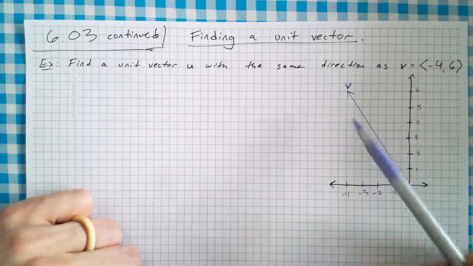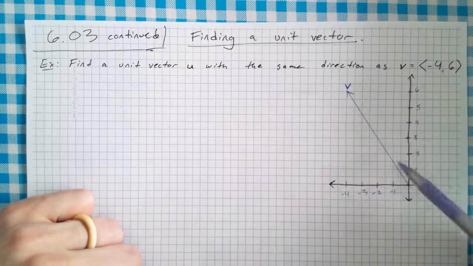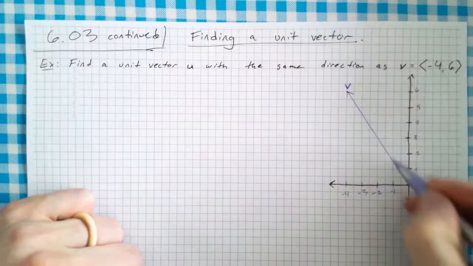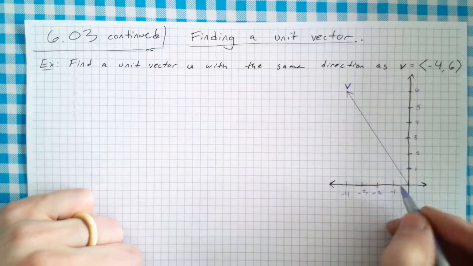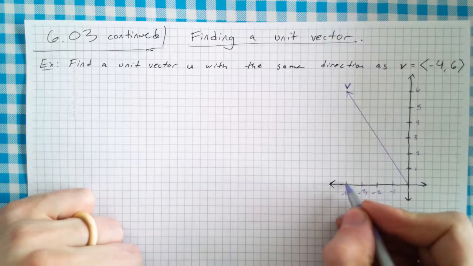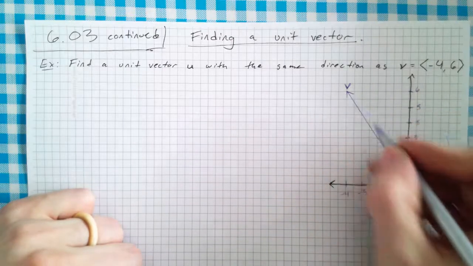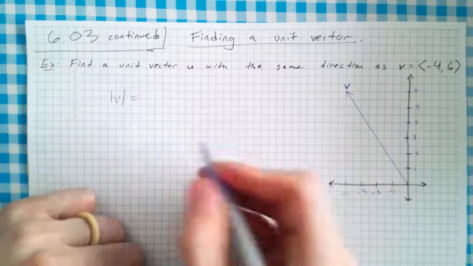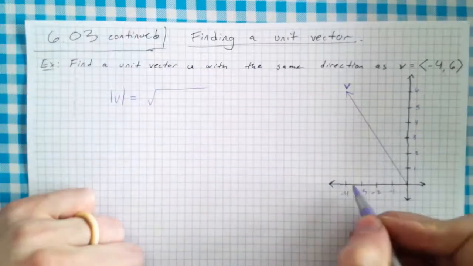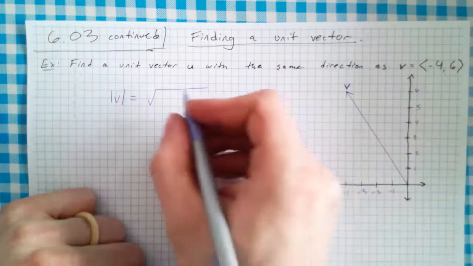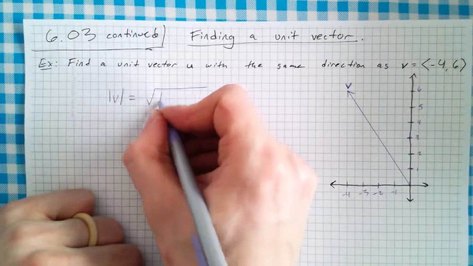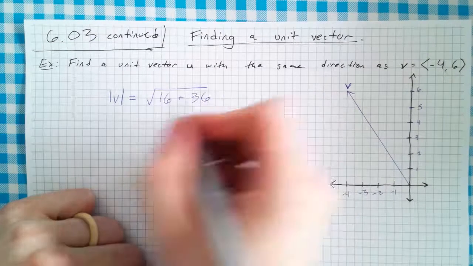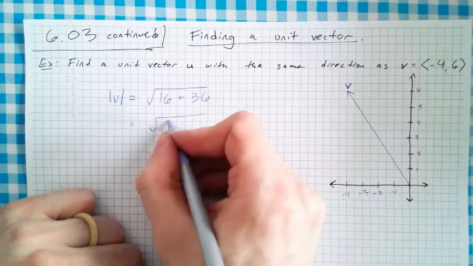Well, let's find the magnitude of the vector that we have, because we're going to need to do that anyway. Remember that for the magnitude of that vector, you're really just using the Pythagorean theorem. The x component is -4, the y component is 6. So the magnitude of v equals the square root of 4 squared plus 6 squared, right? So 4 squared is 16 plus 6 squared is 36. So that's going to be the square root of 52.